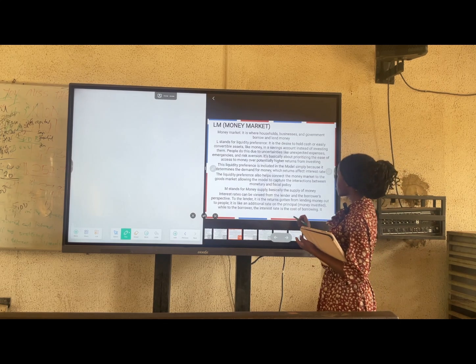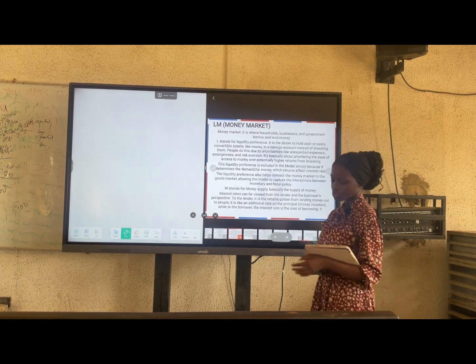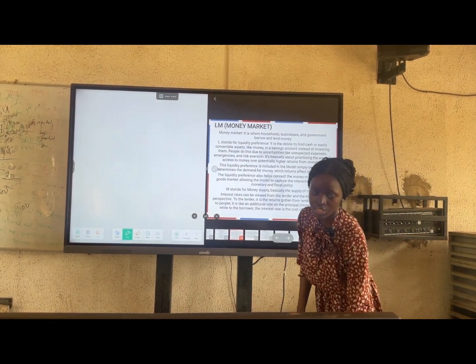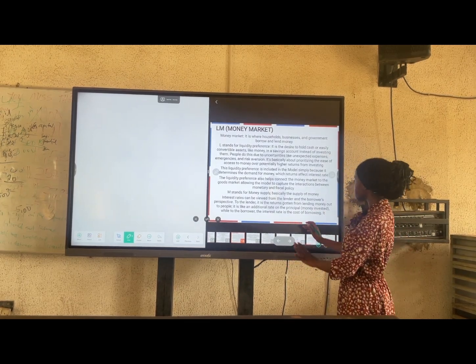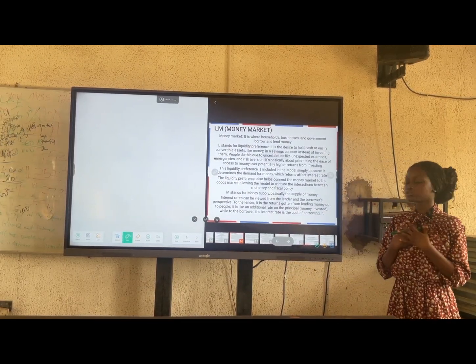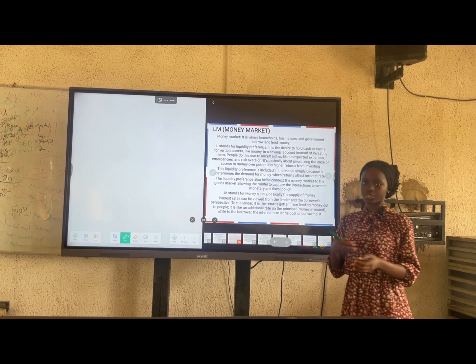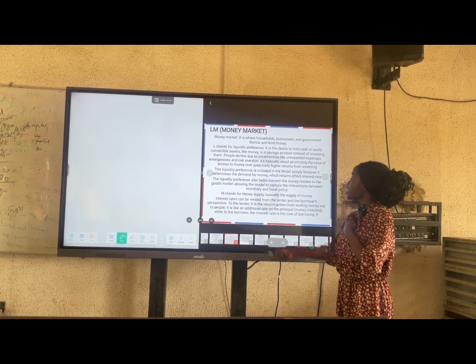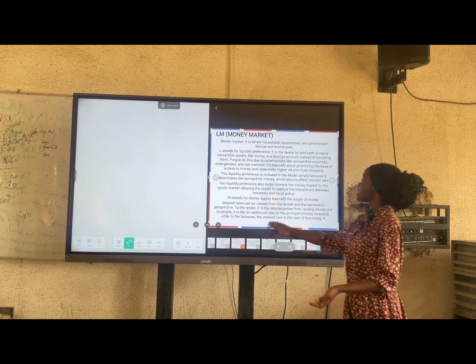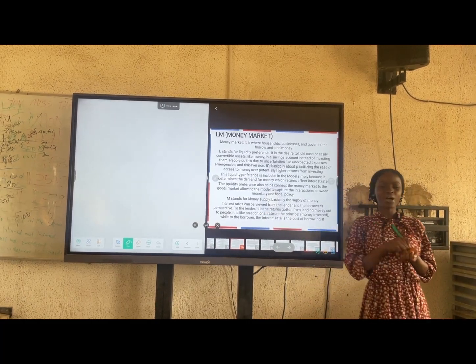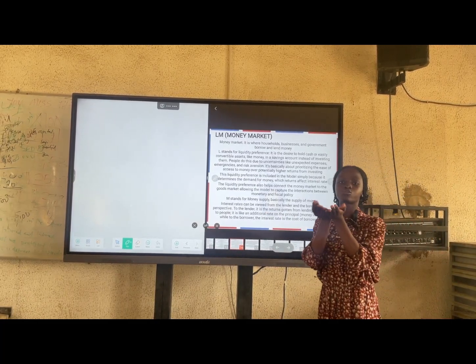So here, I'm going to be explaining the interest rates. I've been talking about interest rates since, so I'm just going to be giving a brief explanation of the interest rate. The interest rate can be viewed from the lender's and the borrower's perspective. For the lender, it is the returns gotten from lending money out to people. It's like an additional rate on the principal. Principal is the money you lend out to people.